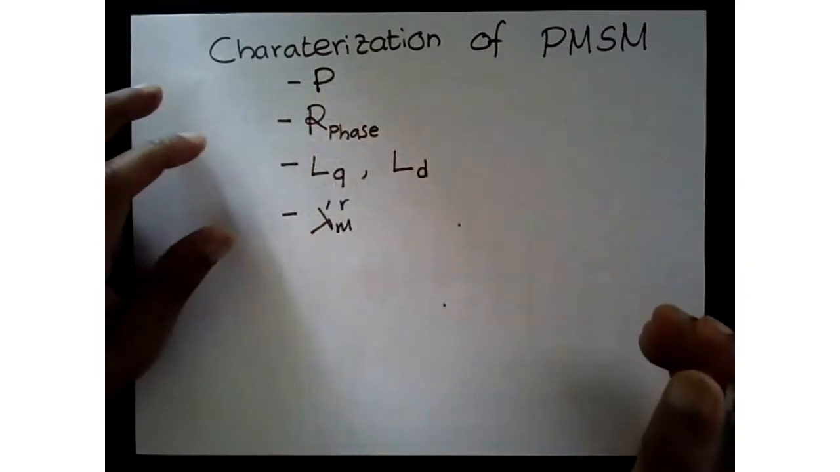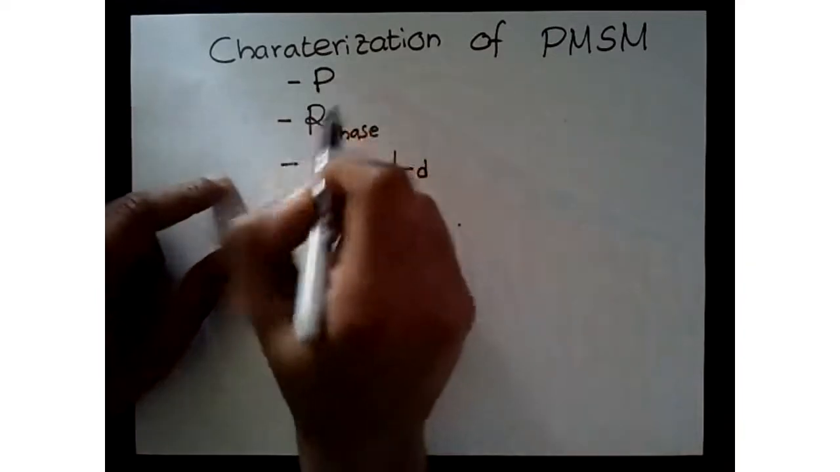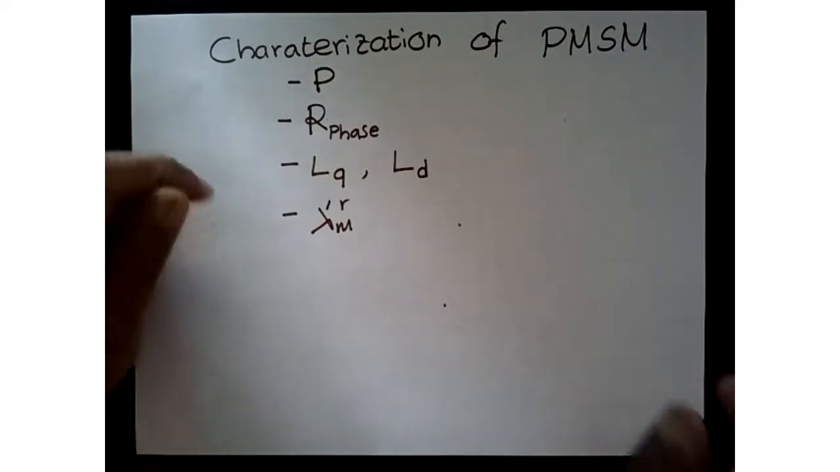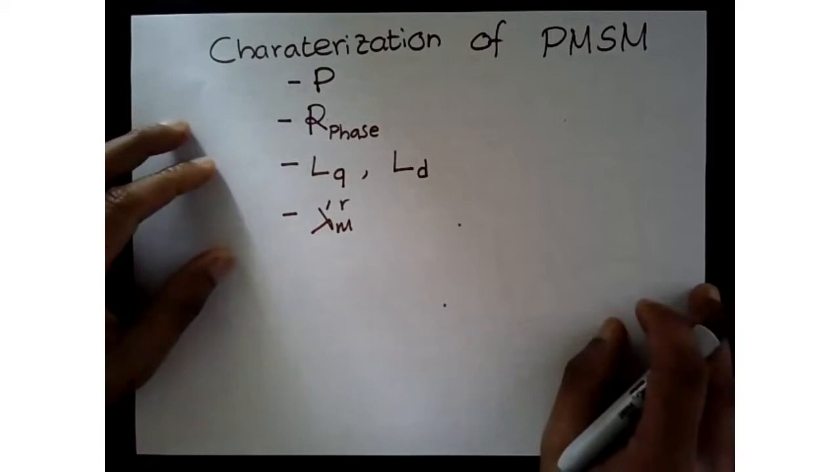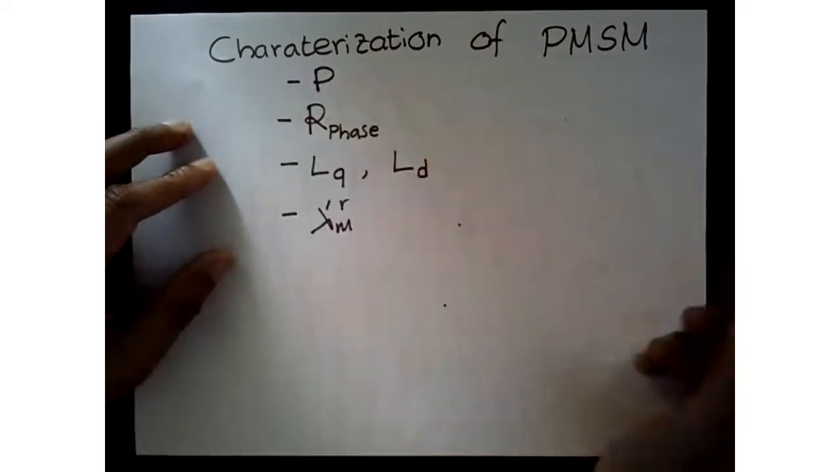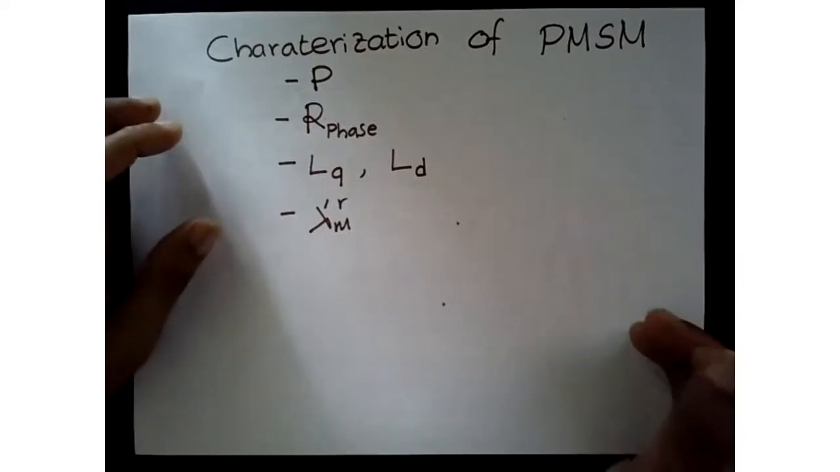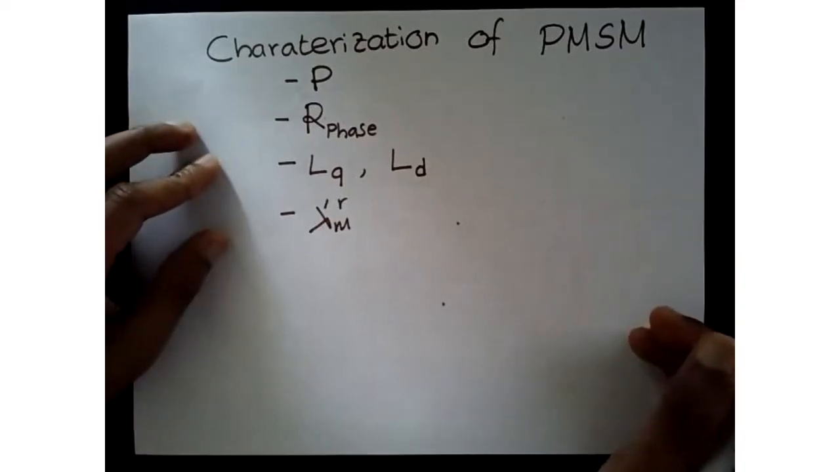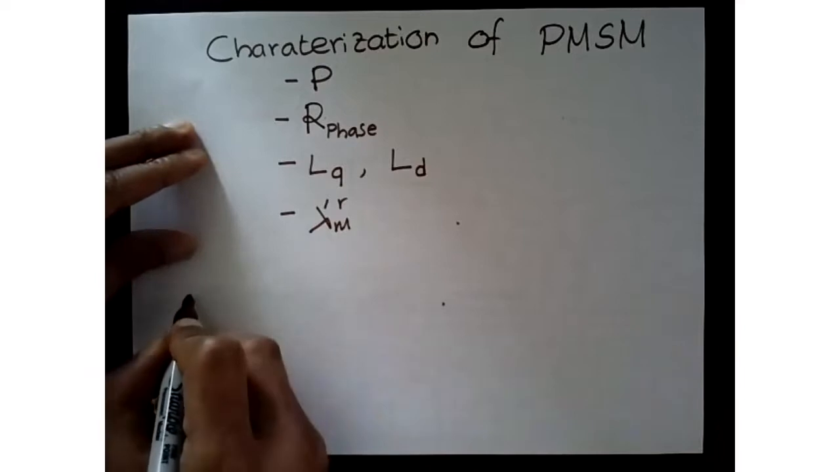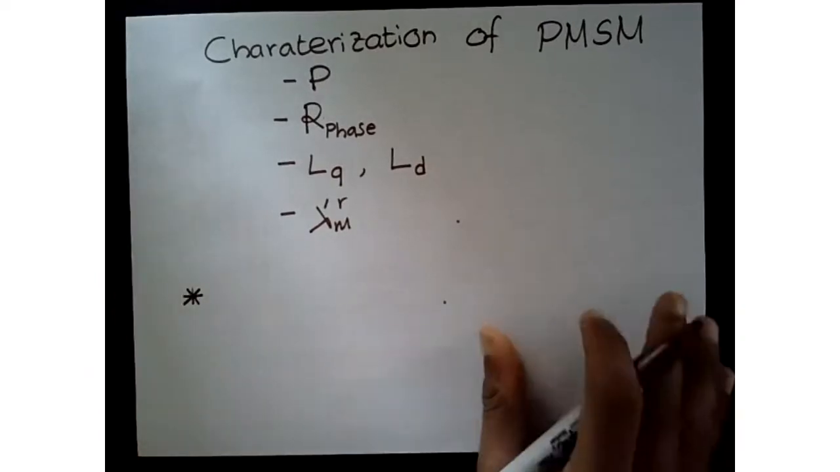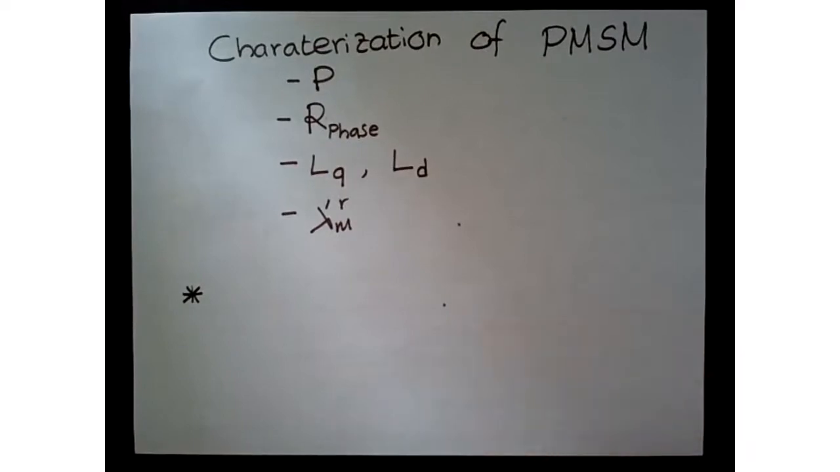Not a lot of people talk about this, but number of poles is also important, especially when you try to align with your position sensor, you need to know how many poles you have for your calculation to divide your mechanical position. Okay, so how do we find the number of poles?